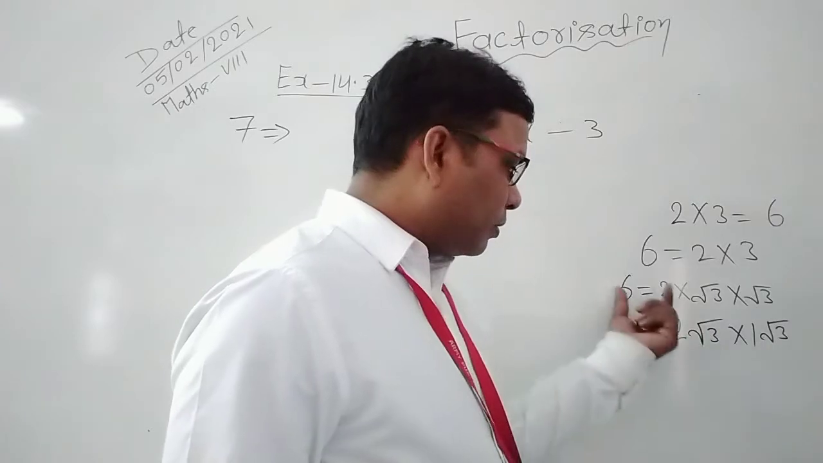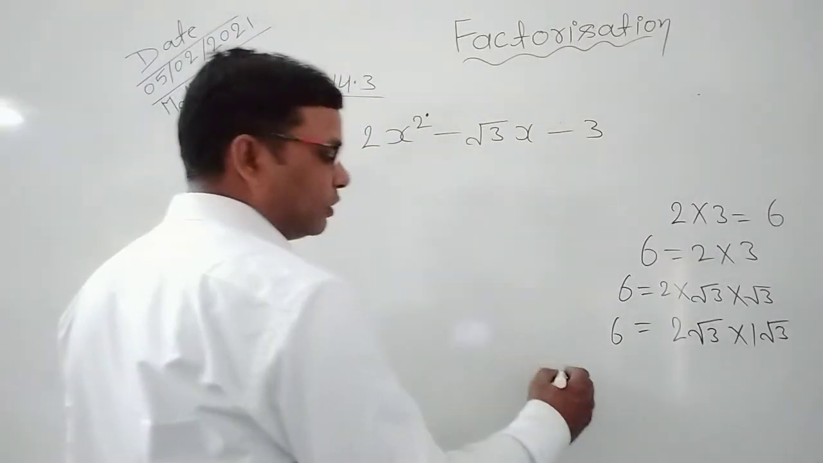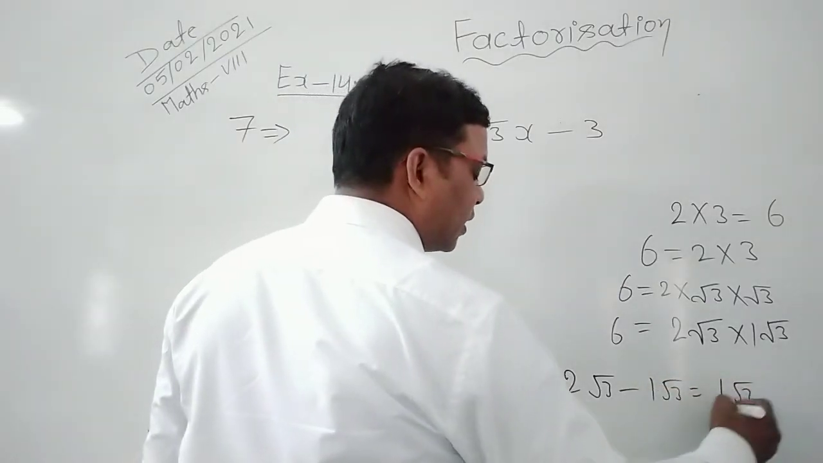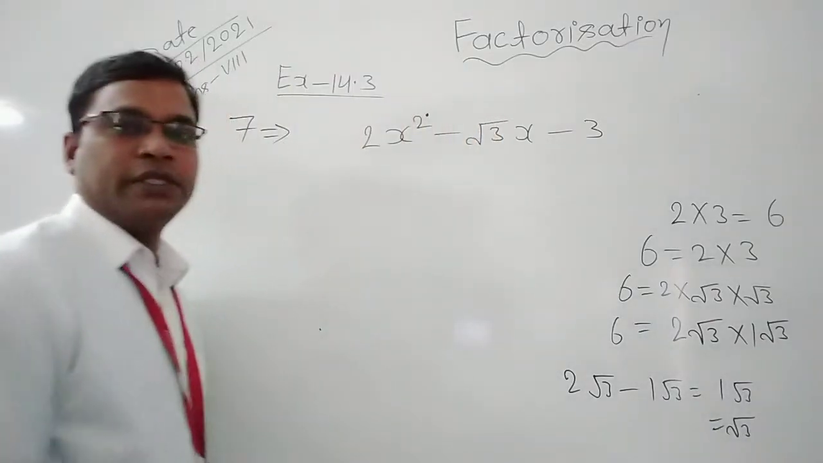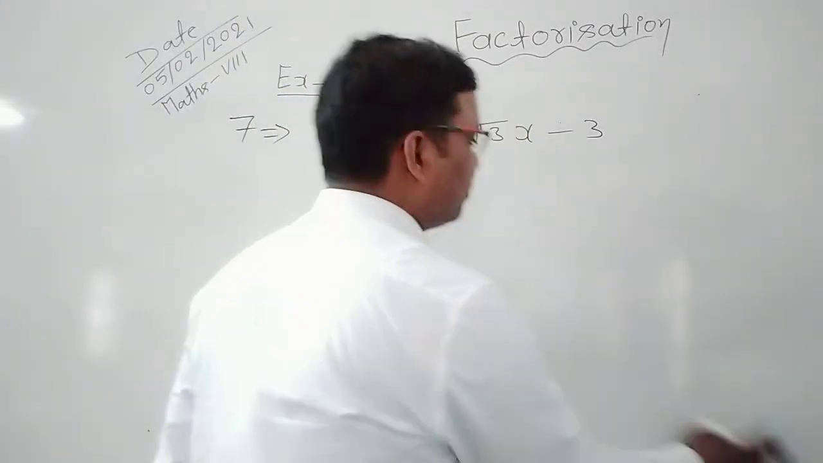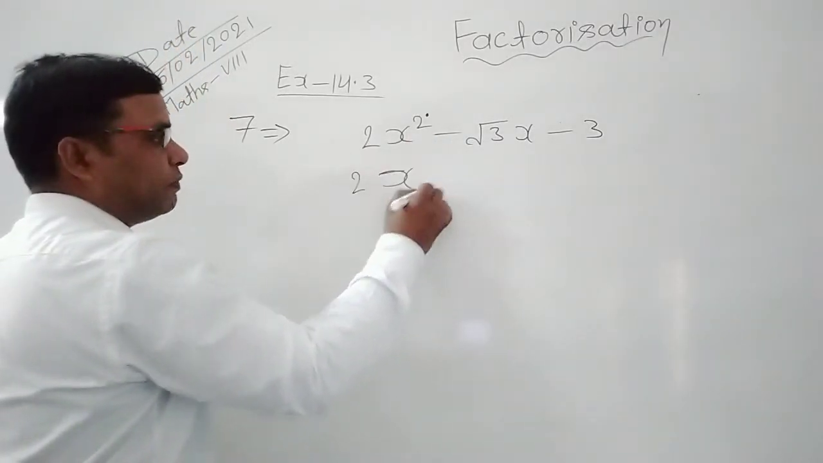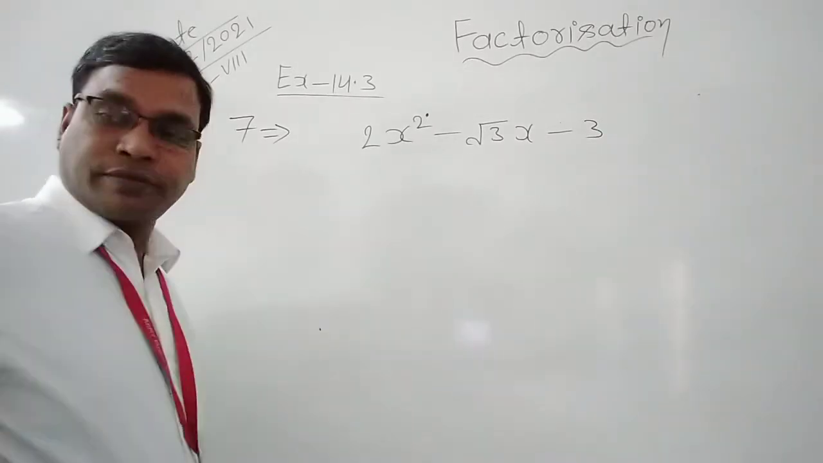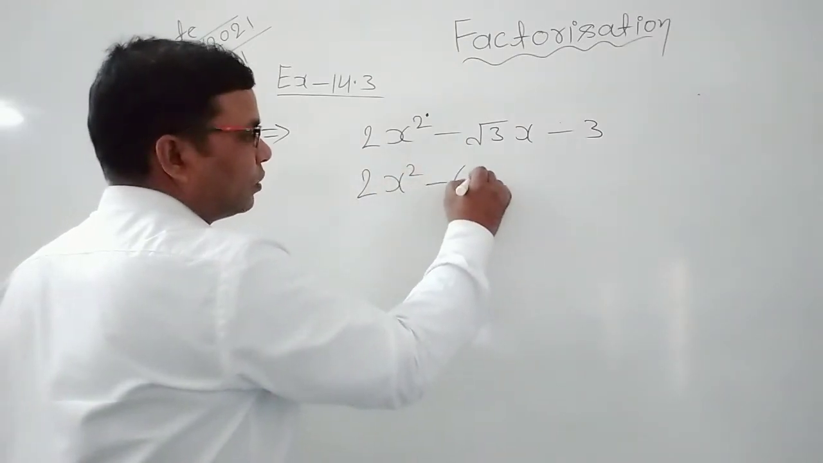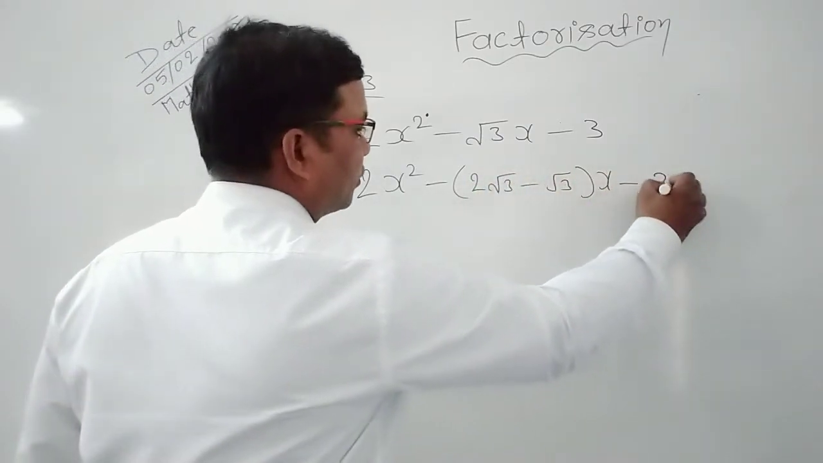Here the factors of 6 are 2 root 3 and root 3. If we find their difference, it is 2 root 3 minus 1 root 3, which is equal to 1 root 3, or you can say only root 3. This is clear. Now we can break these terms. We can replace the middle term, root 3, in the form of 2 root 3 minus root 3, into x minus 3.